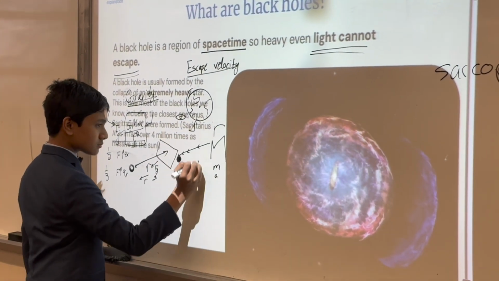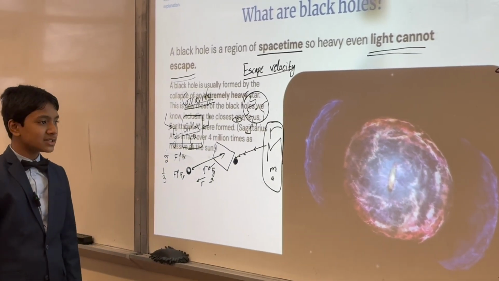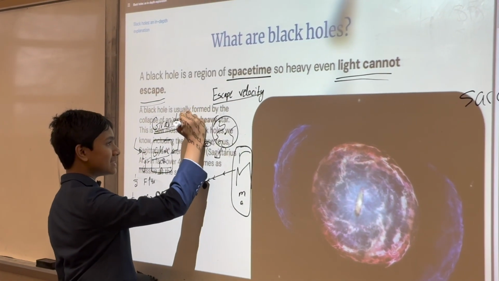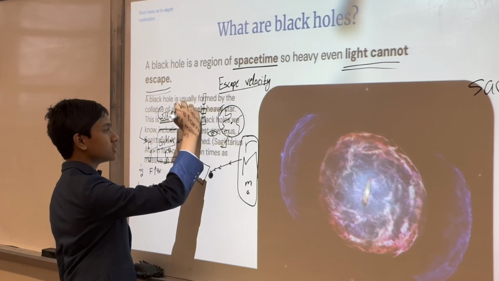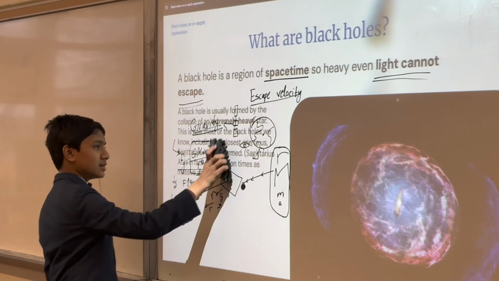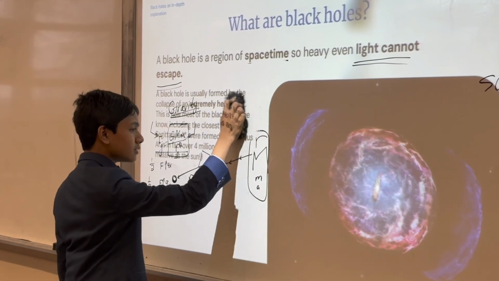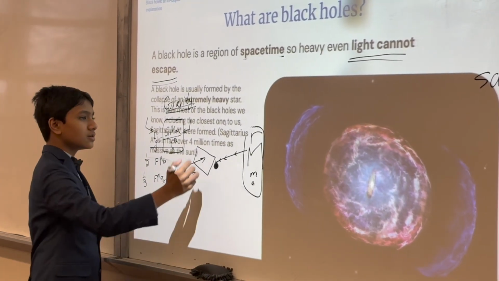So now this has a decent amount of escape velocity, but its escape velocity isn't infinite. That's why we're able to send satellites and other things outside of the gravitational influence of Earth. But how do we precisely calculate this escape velocity?